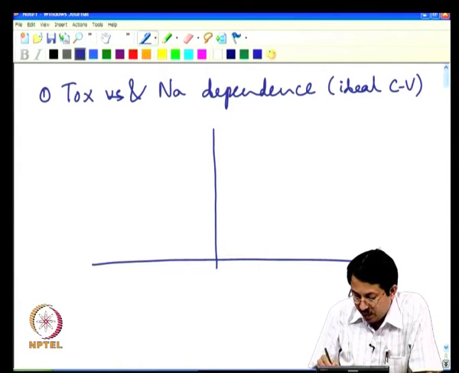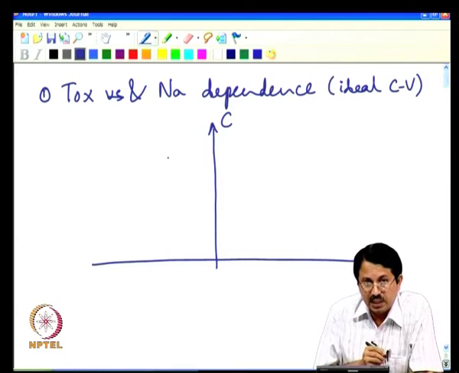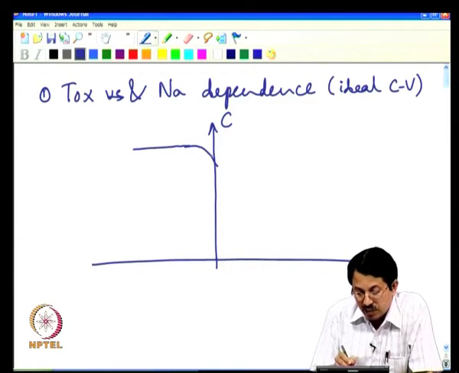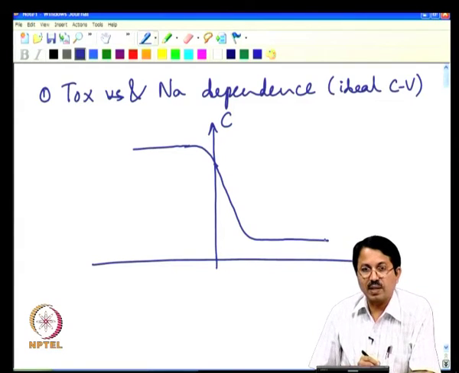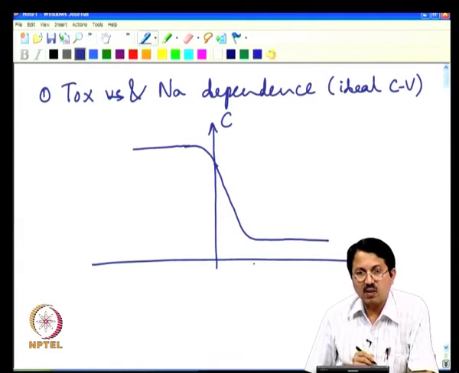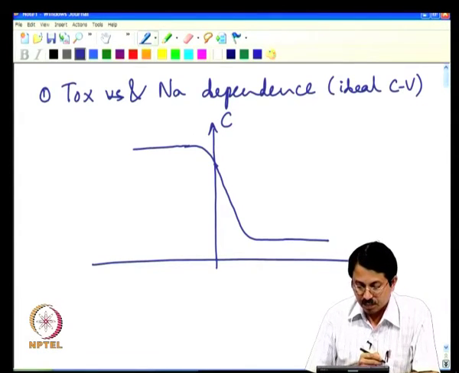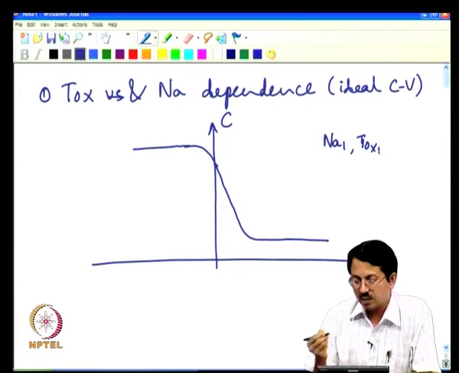As you recall from our last discussion, if you look at C versus VG for a P type substrate capacitor, it would look something like this. It has a flat band voltage which is 0. And the capacitance voltage curve will essentially look like this. This is where you reach strong inversion, and after that you have a flat characteristic. Let us say this is the case for a particular doping concentration of Na1 and a particular oxide thickness of TOX1.